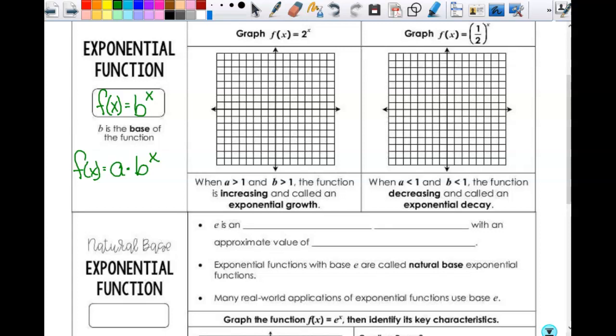All right, so when the b part here is greater than 1, then it's going to be exponential growth. When it's less than 1, it's exponential decay. So these graphs have something that not all the graphs do, and what would that something be? An asymptote. So how many asymptotes does an exponential have? 1. Is it horizontal or vertical? Horizontal. Okay, well let's see what happens, and we'll see if we can figure this out.